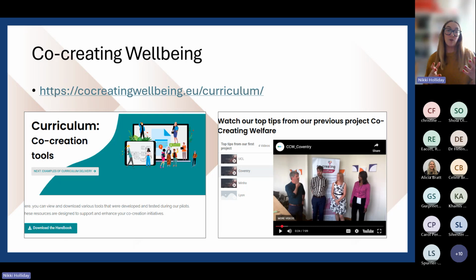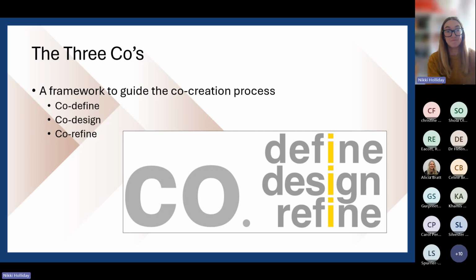So on the left here, we have co-creation tools. So if you're interested in how can I use collage in my research, how can I use Lego in my research, we have lots of different examples of tools that you can use. And we have an online handbook which has some examples and some how-tos of those different activities that you can do. And you can see on the right hand side here, we also have some videos just giving people some top tips on how to think about starting to incorporate co-creation into their research and service development work.